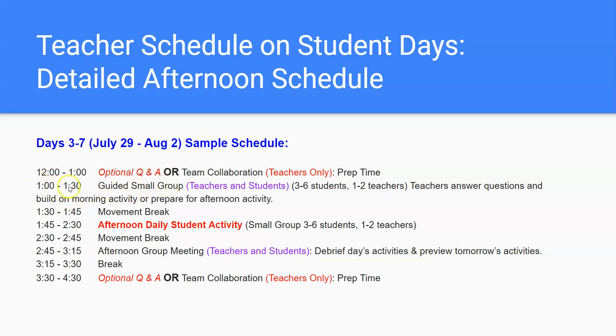Then remember, at 1 o'clock the students come back. You'll be guiding them in their small group activity, afternoon break, and activity again, and another break, and their final student group meeting. After that's over, we take a break, and then we have our optional Q&A or team collaboration time to close out the day. And that's what your day will look like on days 3 through 7.